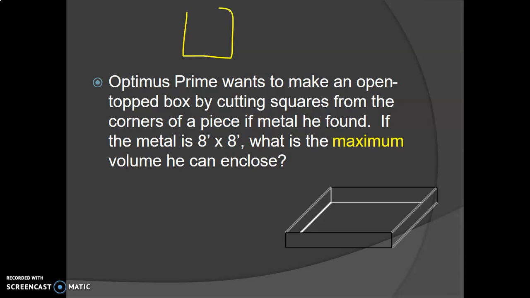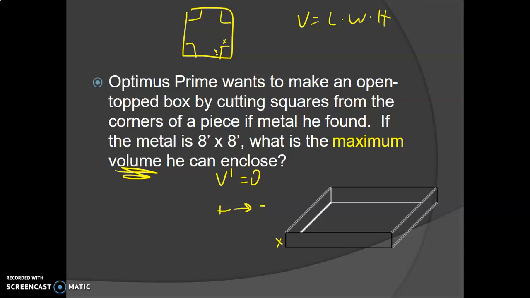So if we had our 8-foot piece of metal and we're cutting out corners, the volume would be length times width times height. And I know I need a volume equation because I'm trying to maximize volume. So I'm going to look at when V prime is 0 and when it goes from positive to negative, or potentially at the endpoints.